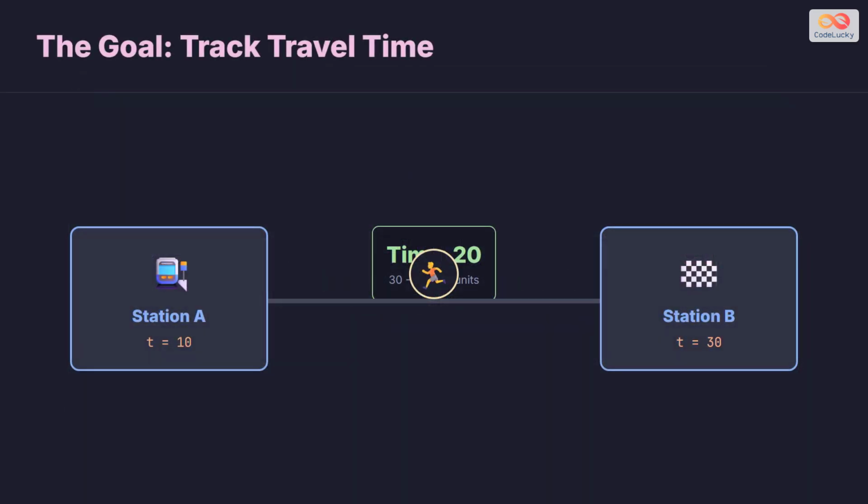Let's first understand the goal. Imagine a subway network where passengers travel between stations. For example, a passenger starts at station A at time 10 and arrives at station B at time 30. Our system needs to capture these events and determine that the travel time was 20 units.